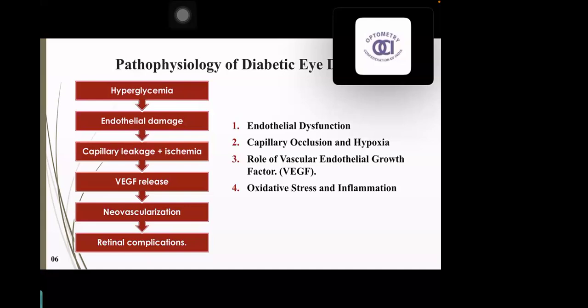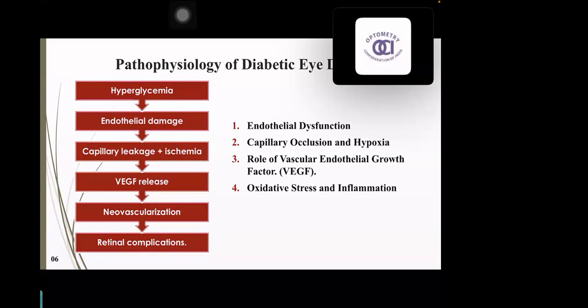So let's understand the pathophysiology of diabetic eye disease. The underlying mechanism involves a series of vascular and metabolic disturbances triggered by chronic hyperglycemia. Firstly, endothelial dysfunction occurs. The walls of capillaries in the retina become thickened, and pericytes, the cells that support these capillaries, are lost. This weakens the vessel wall, leading to leakage and microaneurysm formation.